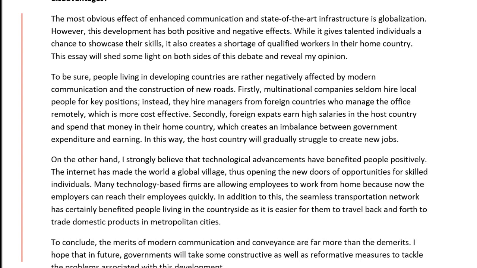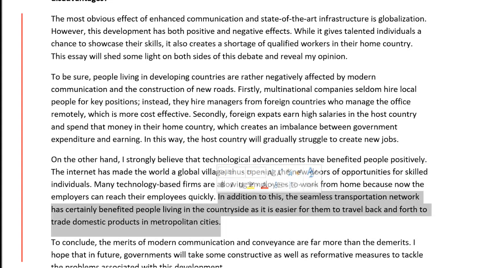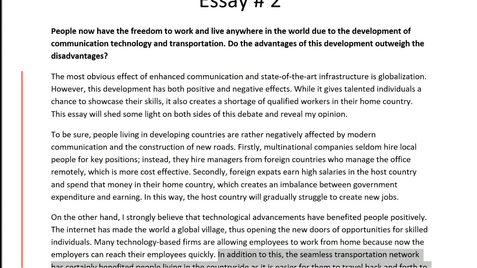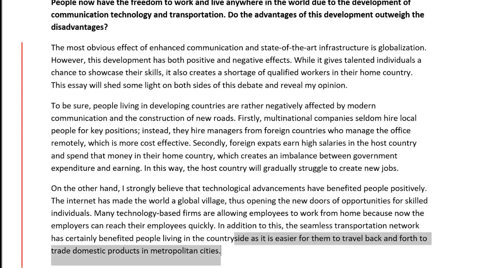The internet has made the world a global village, opening doors of opportunity for skilled individuals. Good. I like this. In addition to this, the seamless transportation network has certainly benefited people living in the countryside, as it is easier for them to travel back and forth to trade domestic products in metropolitan cities. So I like this. This is actually related to improvements to transportation. So, yeah. That's good. I like this.